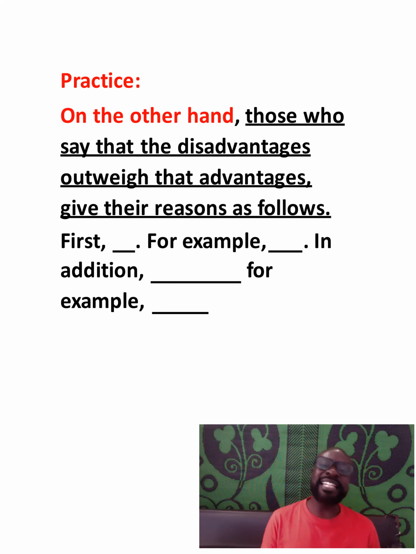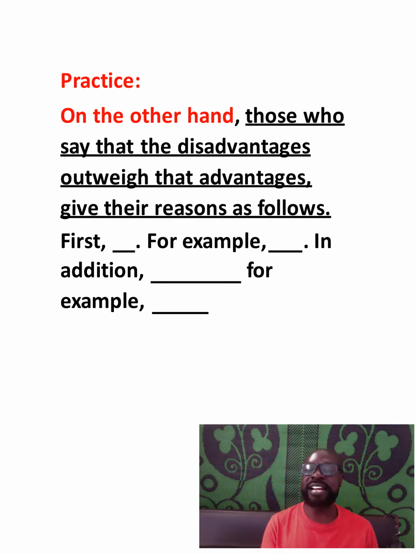Those who say that the disadvantages outweigh means more than. So the topic sentence clearly shows that this paragraph is for disadvantages. First, then you give the first disadvantage. You don't have to use the word first. I've given you many other words you can borrow.